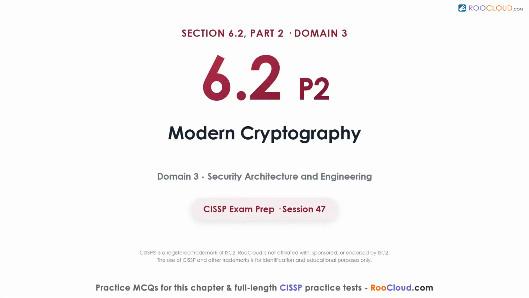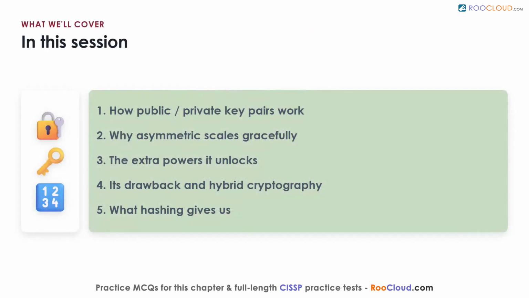Welcome to Section 6.2, Part 2. This is the 47th session of the CISSP Exam Prep series. Having seen symmetric encryption, let's look at the systems that solve its biggest problems. In this session, we'll explore asymmetric encryption and hashing.